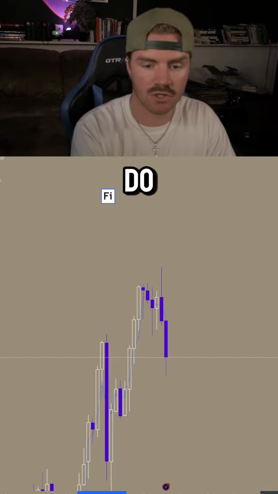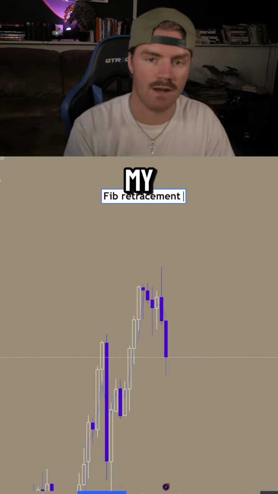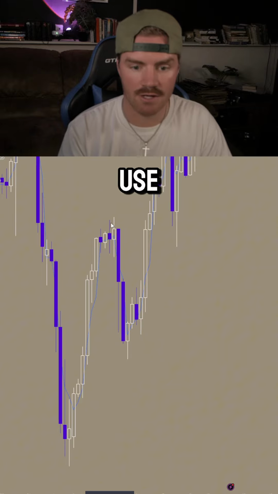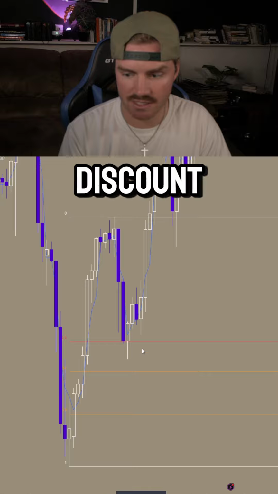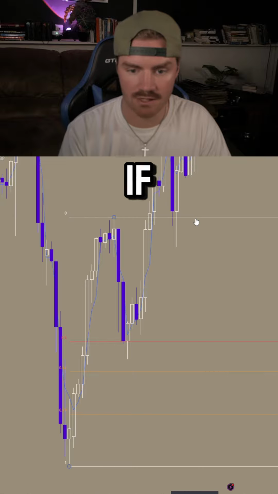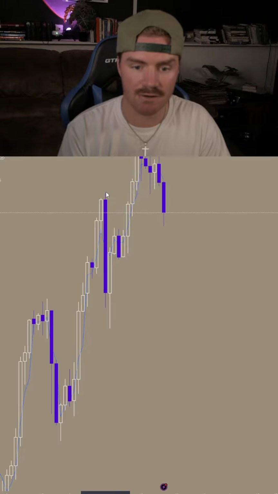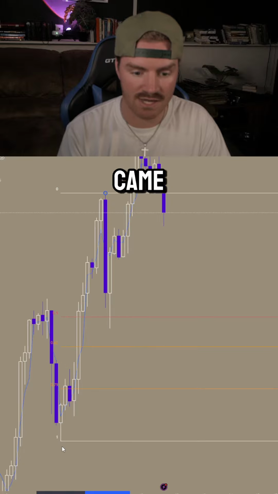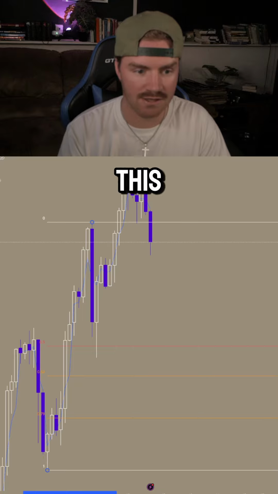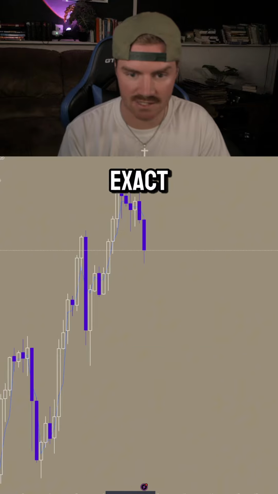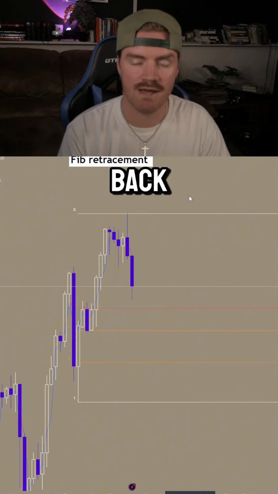Now the last thing I'm going to do is use my fib retracement tool to find the 50% of my ranges. If you look here, I'm going to use my fib from the top to the bottom of this 4-hour range, price retraced down to the discount of that range, and then pumped. If we move this Fibonacci retracement tool up to this next range, we're going to see that we did the same exact thing. We came back down to the discount below the 50%, and then we pumped. Right now in this market, it looks like we're about to do the same exact thing. We're coming back down to the 50% before expanding back up again.